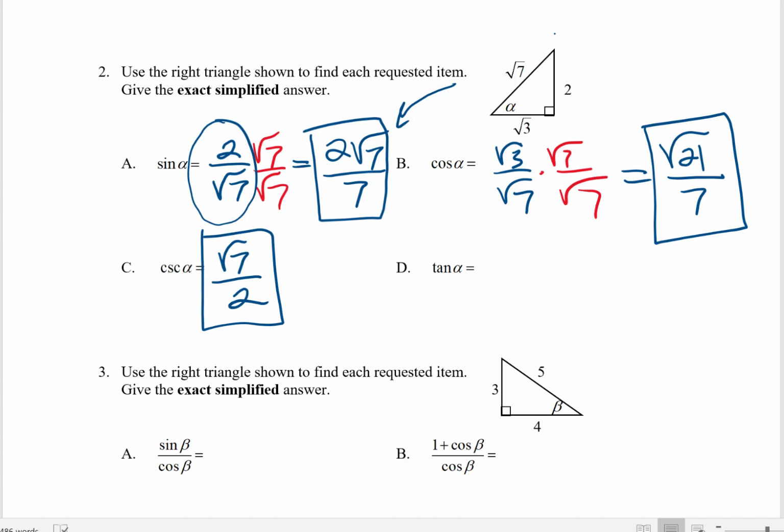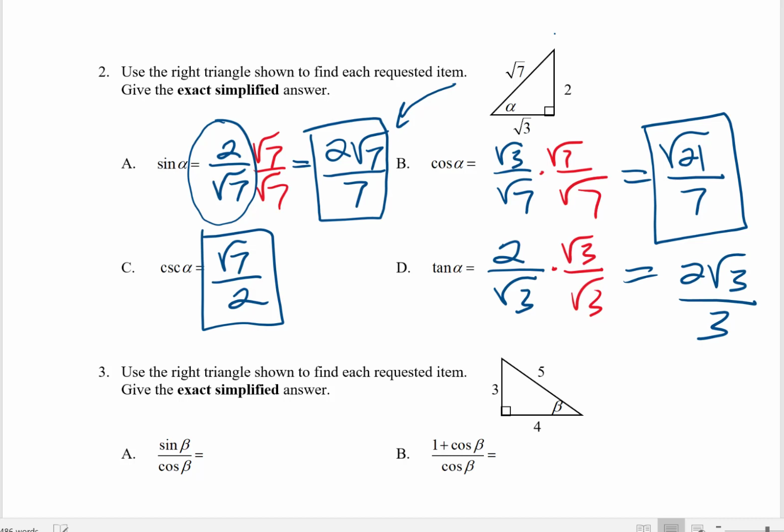Tangent alpha, let's see, it looks like I'll have to just calculate that one directly. Tangent is, thinking SOHCAHTOA, opposite over adjacent. This one does need to be rationalized, and I end up with 2 square root of 3 divided by 3.